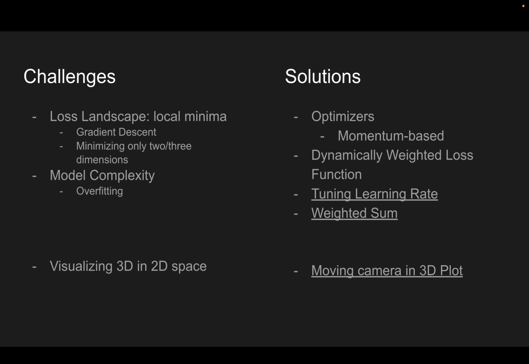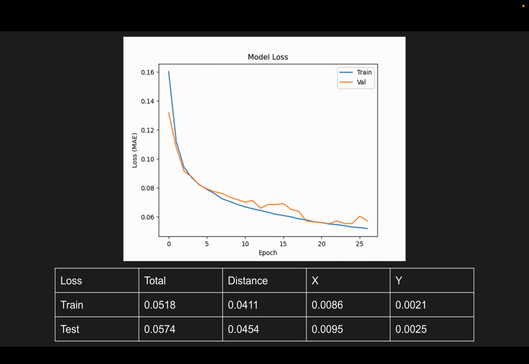So this was the graph of our loss per epoch. This is the total loss. We opt to use mean absolute error because we're working with distance values. And this mean absolute error is the sum of the distance, X, and Y mean absolute errors. We see a really good exponential decay in the train and validation sets. We do see some slight overfitting at the end, but we combat that by using model checkpoint and early stopping.